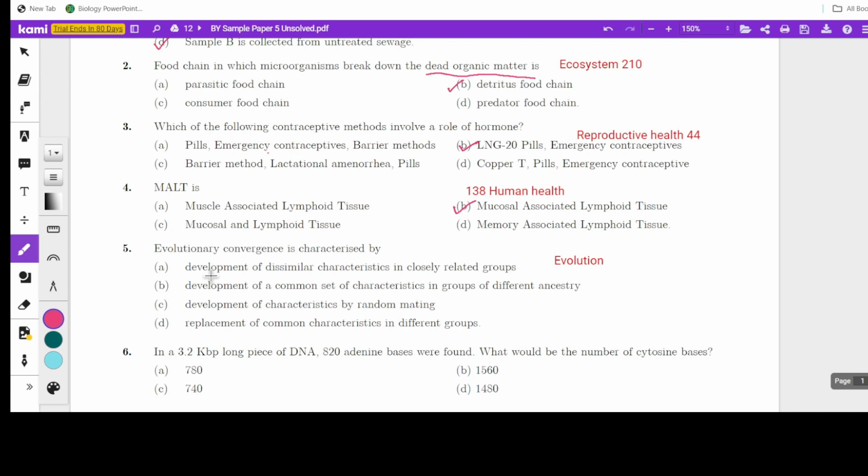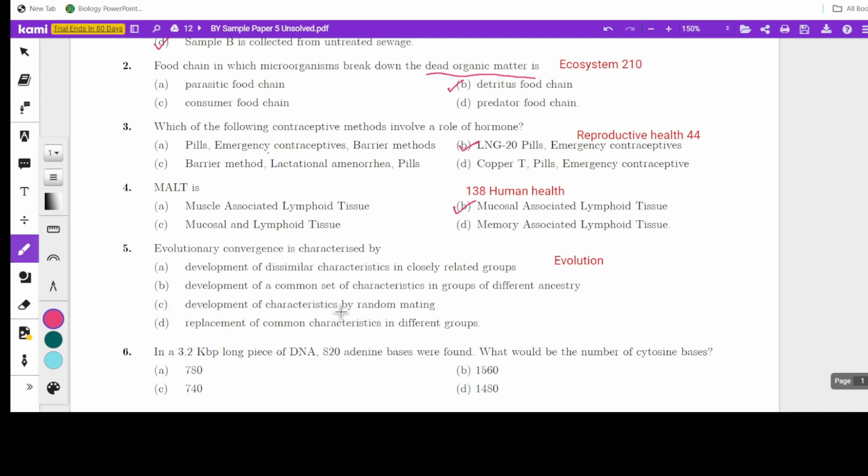So closely related groups, we should go for more similar characteristics, right? Now, next one is development of a common set of characteristics in a group of different ancestry. That states right, isn't it? Development of a common set of characteristics in a group of different ancestry here. The common set of characteristic is being marsupials. So let's check the other options also.